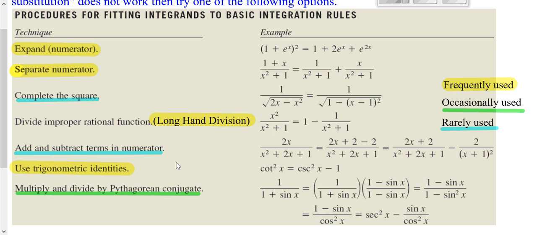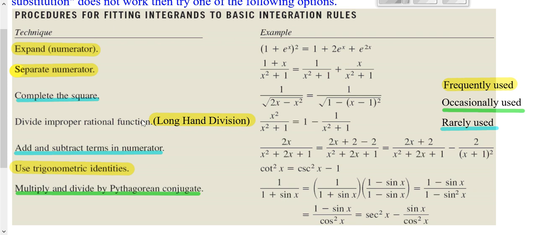You could go ahead and do special numerators, essentially adding 0, and then separating it up. That, in my opinion, rarely is used. You may want to go ahead and do a trig identity, substitute them, or you might have to do a conjugate of one of your trig identities.